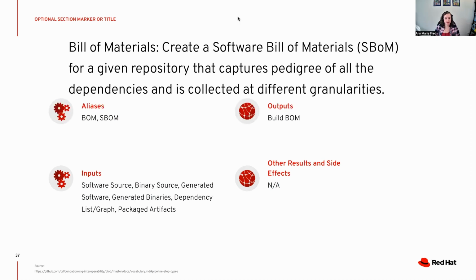Speaking of a bill of materials step, this is a step where you're going to create a software bill of materials for a given repository that captures the pedigree of all of your dependencies, and it's collected at different granularities. So this is sometimes called a BOM or SBOM or build BOM or output BOM step. And this is important in supply chain security.